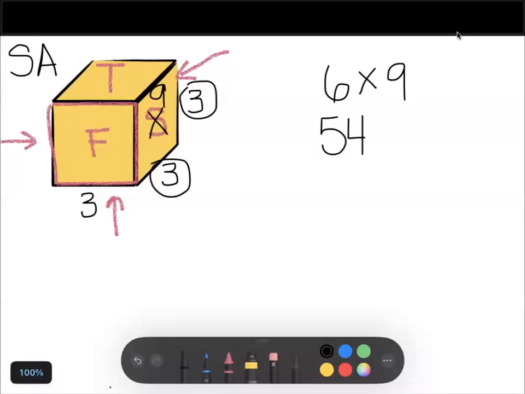So that means the surface area of this cube is 54 units. And I'm going to just put units because it could be inches, it could be feet, it could be miles, it could be meters, whatever it would be, units squared. Now we say squared because we are still talking about area.